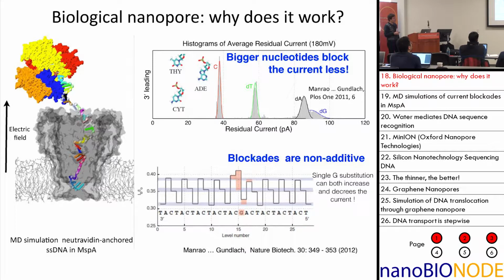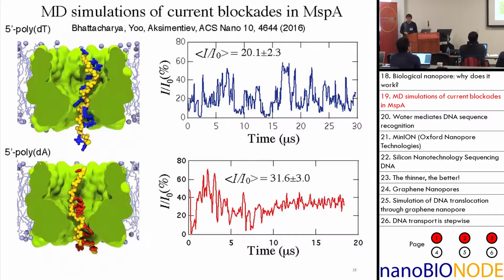And second, if you know those individual current levels, but you have a triplet of TAC inside the pore, you cannot guess what the current is. So the currents are not additive, something funny is going on. We don't know what's going on. And that's why we used our computers to figure out what gives rise to those signals.